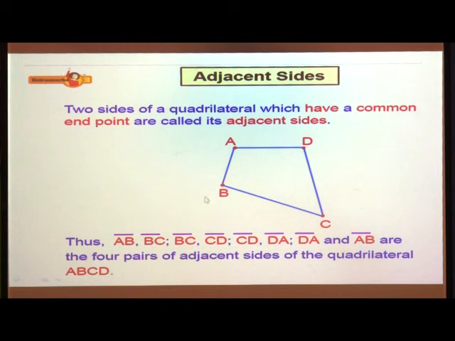So the pairs are AB and BC, where B is the common point, then BC and CD, where C is the common point. Next pair is CD and DA, where D is the common point, and the last pair is BA and DA, where A is the common point. These are the 4 pairs of adjacent sides of quadrilateral ABCD.